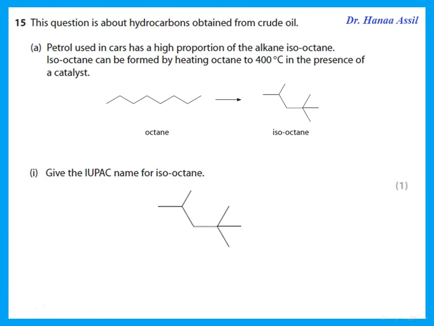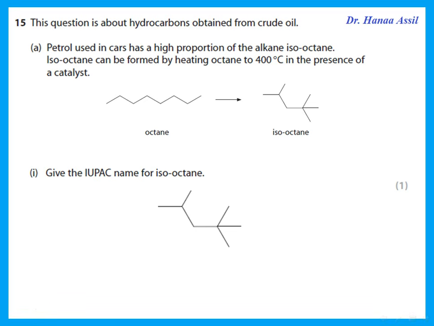This question is about hydrocarbons obtained from crude oil. Petrol used in cars has a high proportion of the alkane which is called isooctane. Isooctane can be formed by heating octane to 400 degrees Celsius in the presence of a catalyst. And the first question is, give the IUPAC name for isooctane.